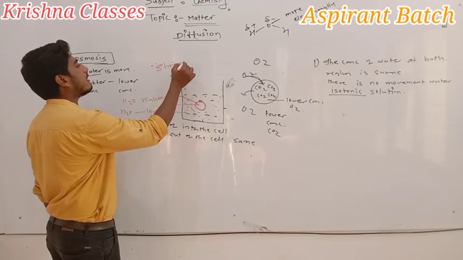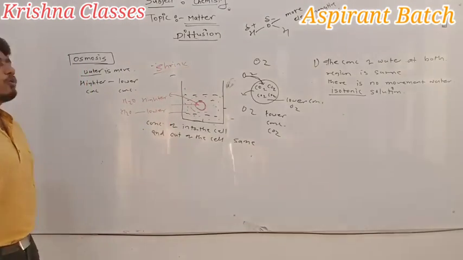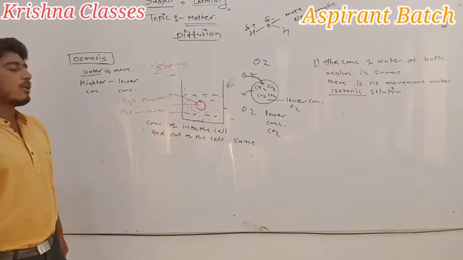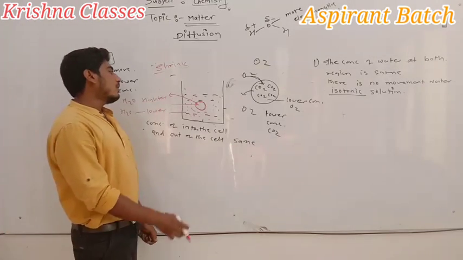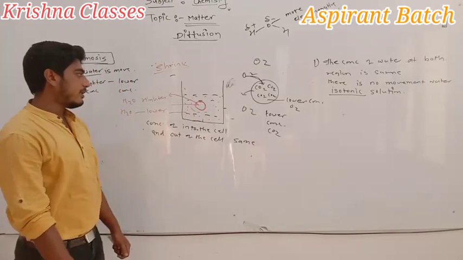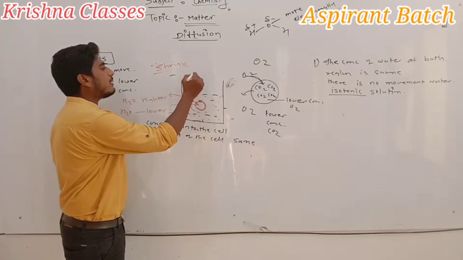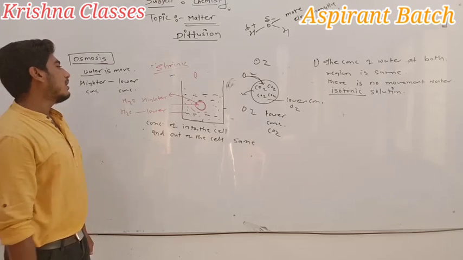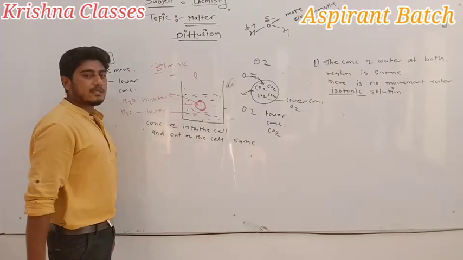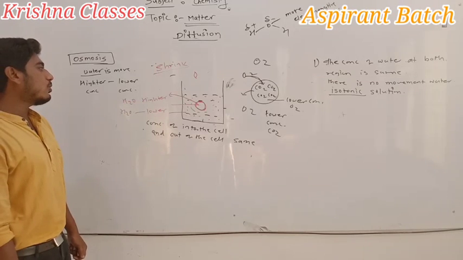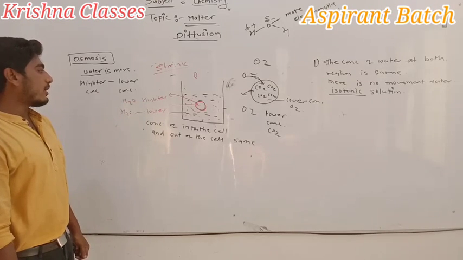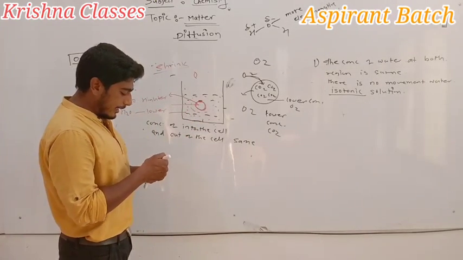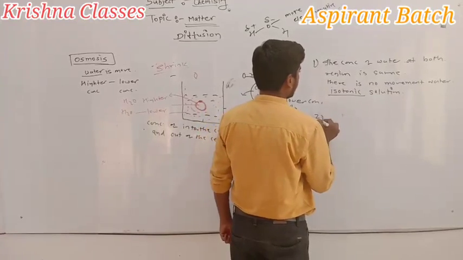The cell shrinks, due to movement of water from the region of higher concentration. We know that inside the cell the water concentration is more as compared to the concentration of water outside of the cell. Then due to this movement, what happens? The cell shrinks. The size of the cell becomes less as compared to the previous case, due to movement of water. This is the second case here.